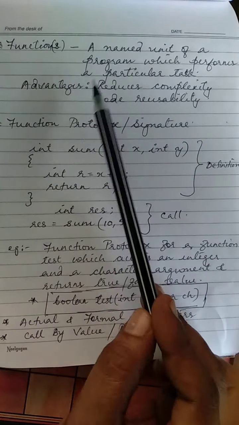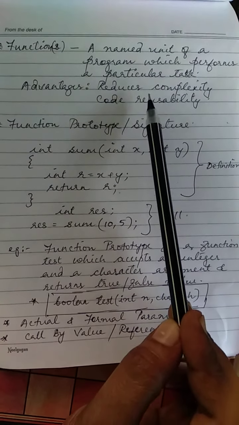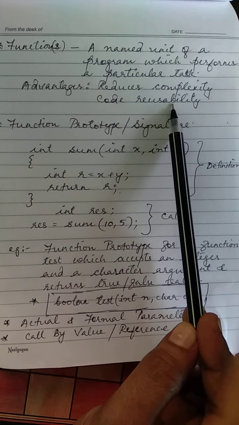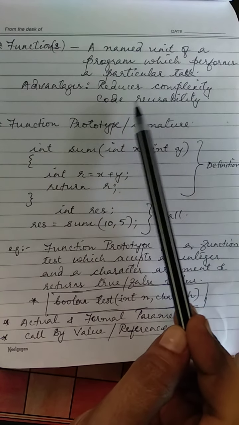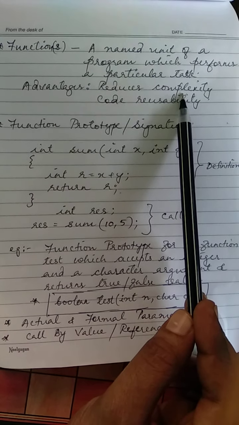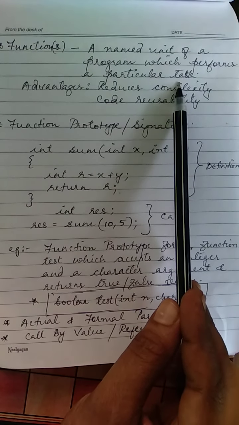Now what are the advantages of function? And you need to remember only any two advantages. The best example is it reduces complexity, and the same function can be used again and again. So these are the two advantages of function. Function can be used again and again, and it reduces complexity, and it is a named unit of a program which performs a particular task.